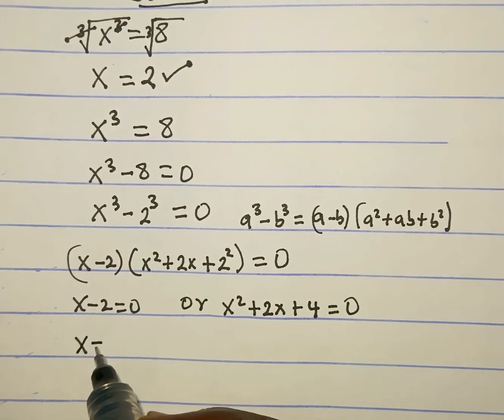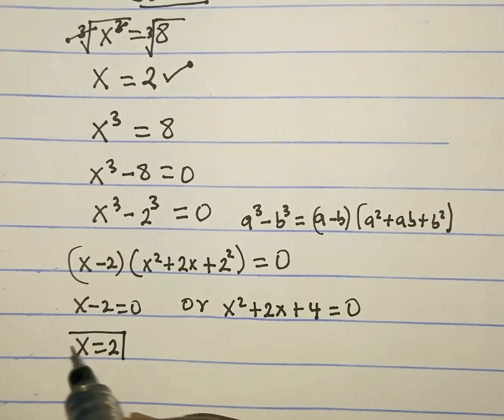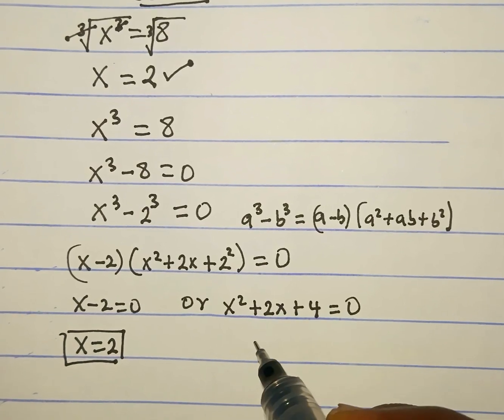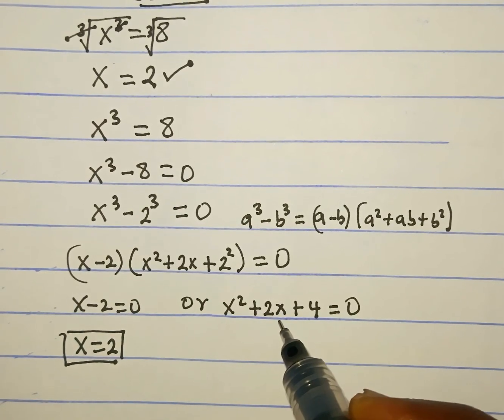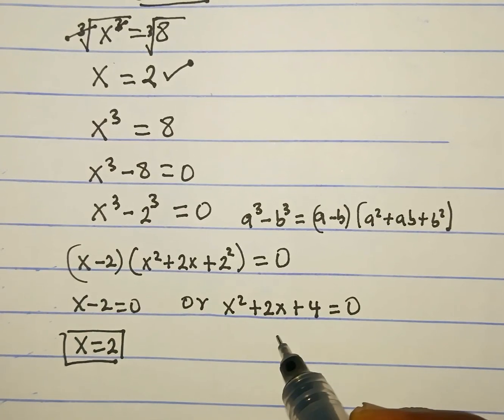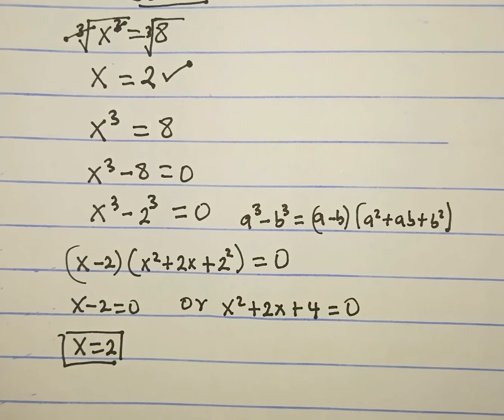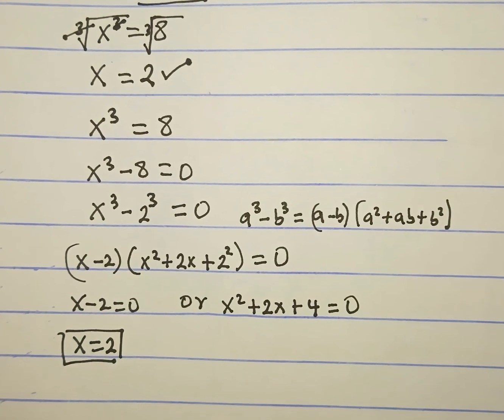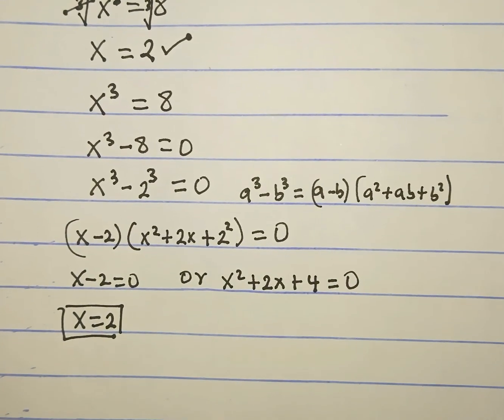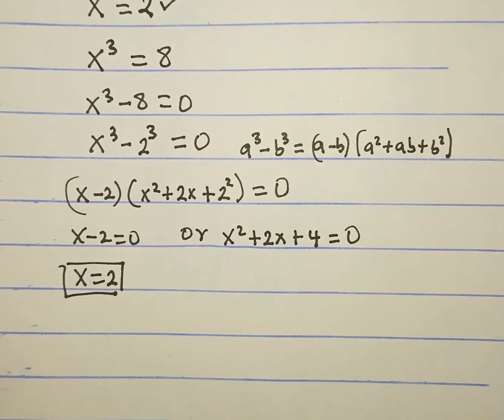So here x will be equal to 2. So this is one of the solutions. Now we're going to get the remaining two solutions from this second case. So this is a quadratic equation. We can use any of the different methods of solving a quadratic equation to get the two values of x. But here we are going to apply the formula method.